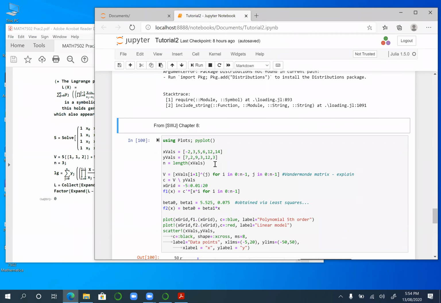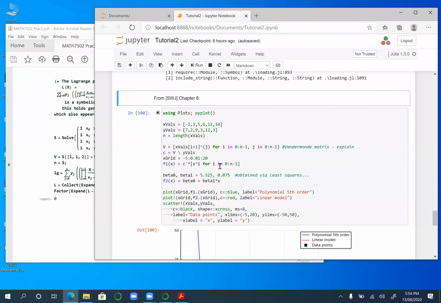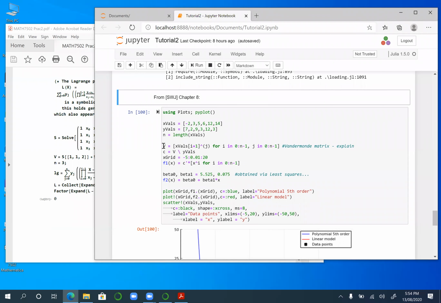Okay, and then n would take the length of that. Well, you only need the length of one of them. Now the next line is to form that Vandermonde matrix. So what you're doing is taking the x values and indexing. You've got an i plus 1 inside the bracket because we want to be able to start from 0 and go up to n minus 1.